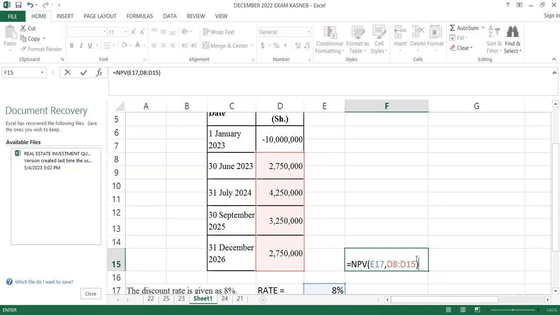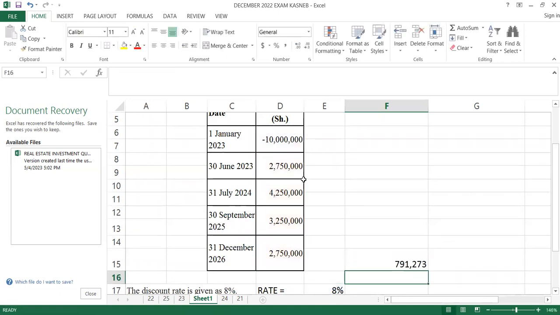Remember, if I click minus here, and this is already minus, it will become plus. So for me to have negative, I have to say plus, so that plus minus will become minus. So we have plus this. Then I click enter. So that is our NPV, 791,273, which is very, very easy. This is the NPV.